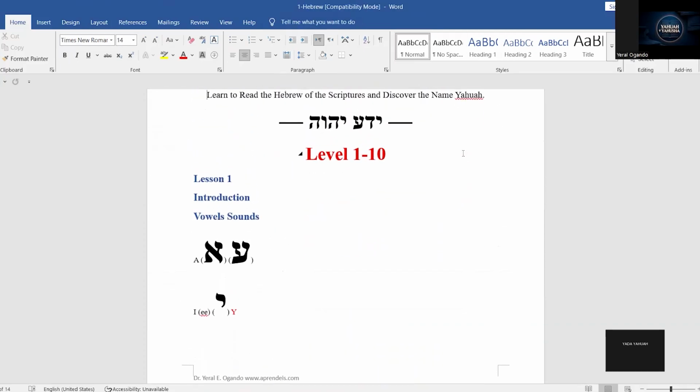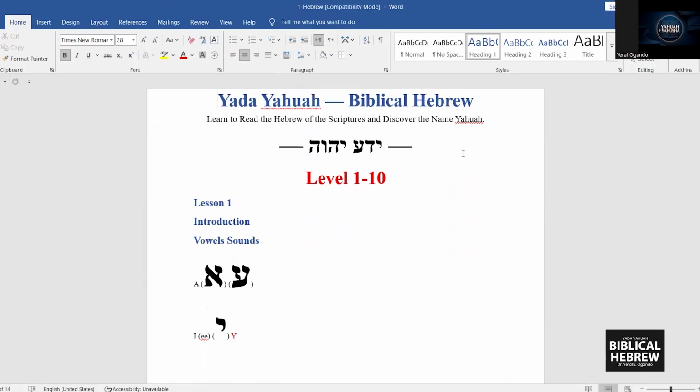with the introduction. This is lesson 1, starting with the introduction, and we're going to start with a few letters, actually what we call vowel sounds, for you to have a clear understanding of what you're going to see in this course. First, we have Alef, which is the first letter in the Hebrew alphabet.